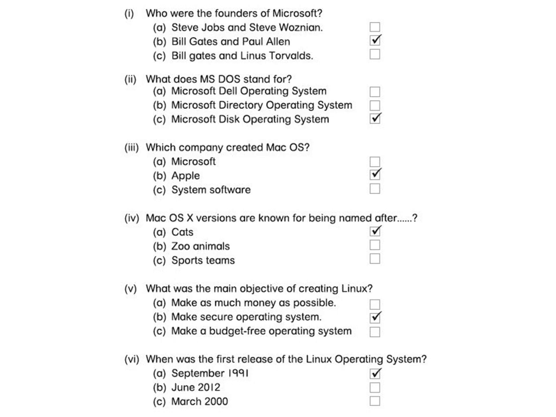What was the main objective of creating Linux? The main objective of creating Linux was to make a secure operating system. When was the first release of the Linux operating system? It was in September 1991.